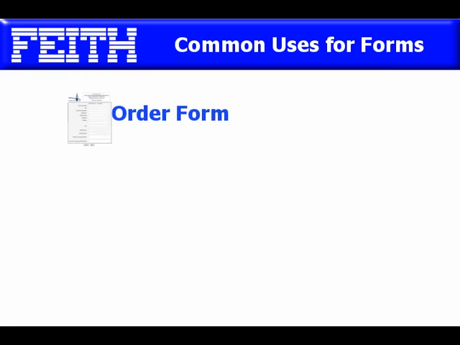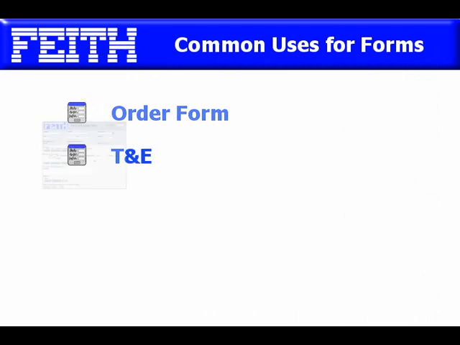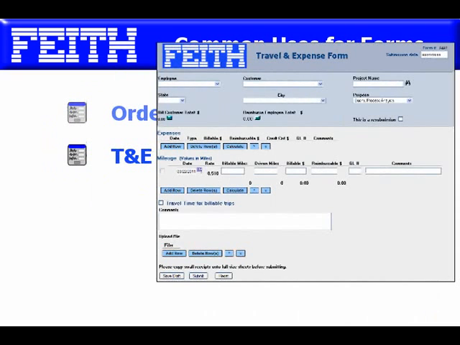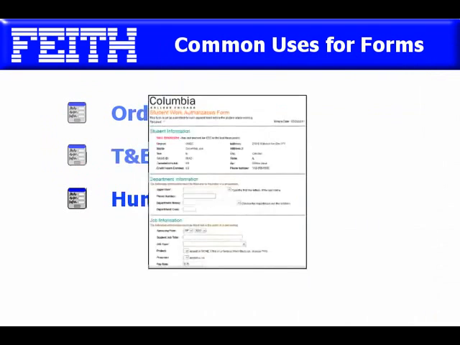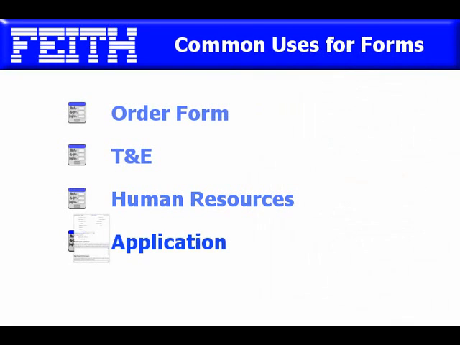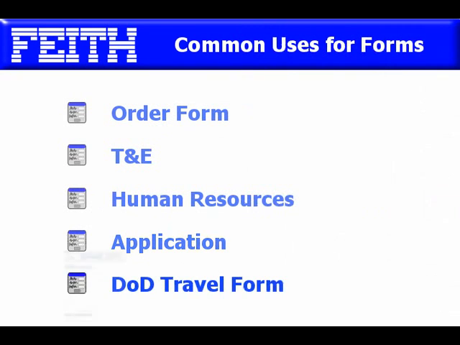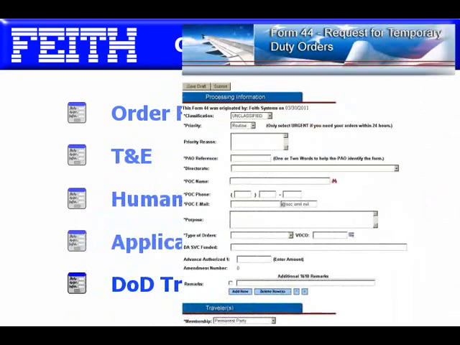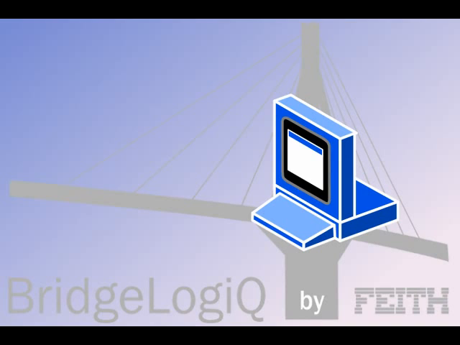Common types of forms are order forms, travel and expense, human resources, applications, and sophisticated forms that require multiple pages, expanding sections, calculations, approval systems, and the ability to output to a PDF.